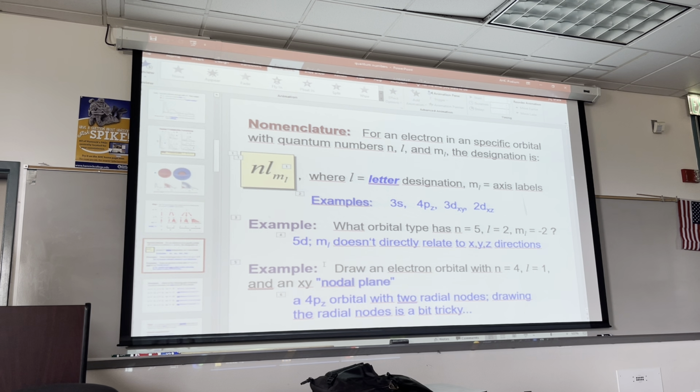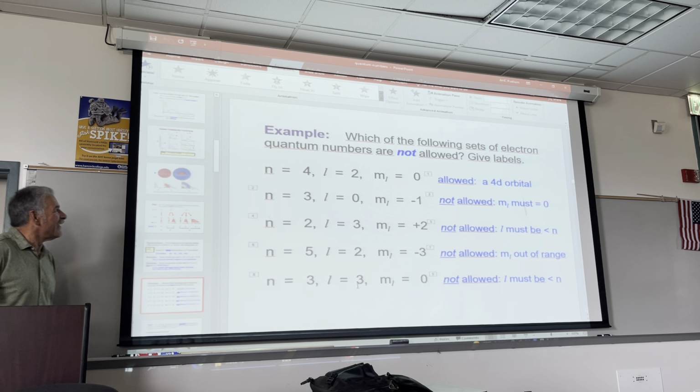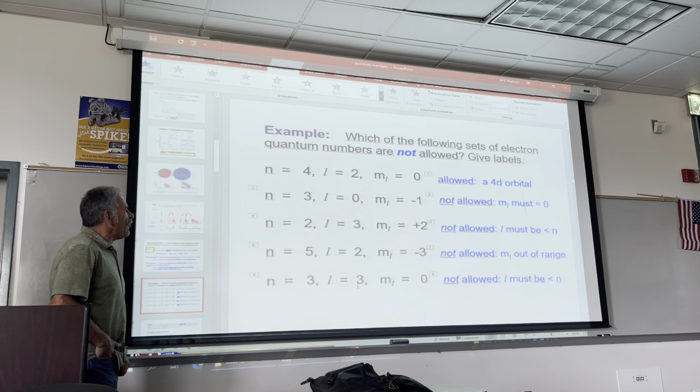Draw an electron orbital with n equals 4, l equals 1, and an xy nodal plane. We're not going to do that either. But we are going to do this. Which of the following sets of electron quantum numbers are not allowed? All right, here we have n equals 4, l equals 2, and m sub l equals 0. Well, that makes sense, right?